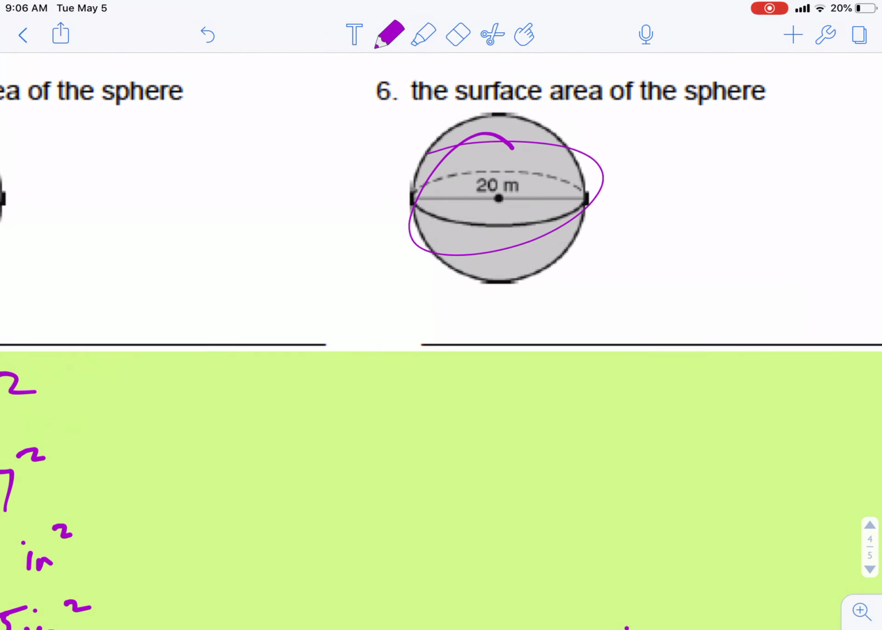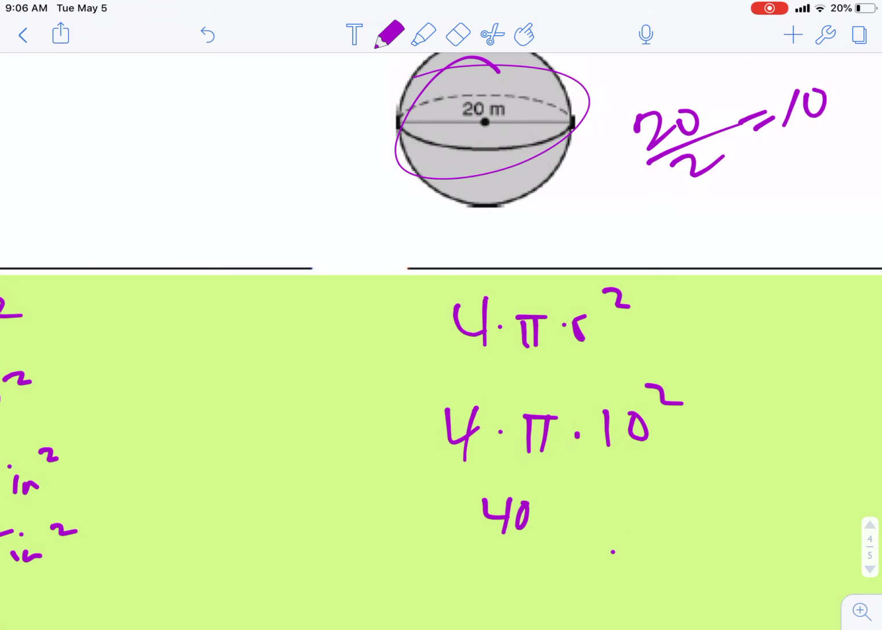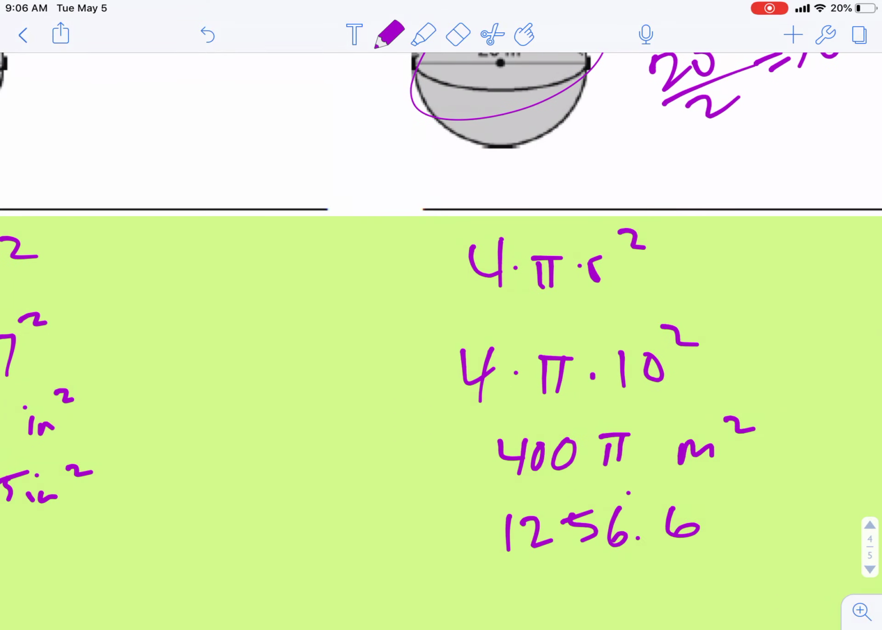Last but not least, again, don't fall for the trap. 4 times pi times the radius squared. Radius is 10 because we have to divide that by 2 to get 10. So 4 times pi times 10 squared. 10 squared is 100 times 4 is 400. So this is 400 pi meters squared. Multiply that out and you get a grand total of 1,256.64 or 6, and then we're talking meters squared.